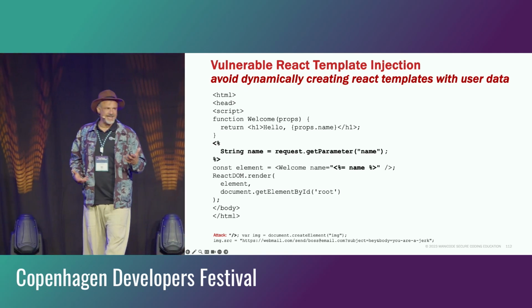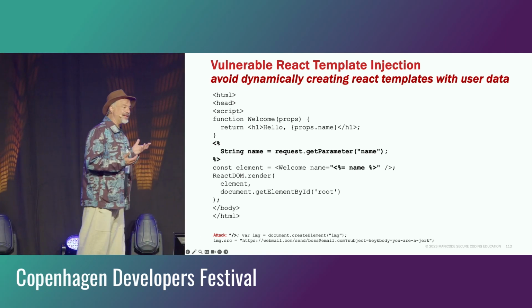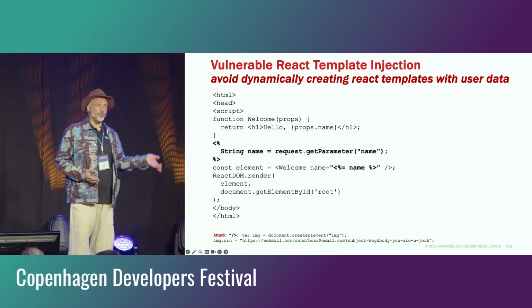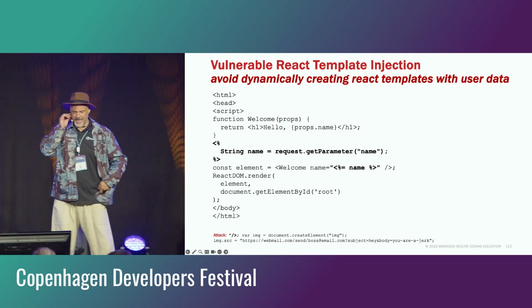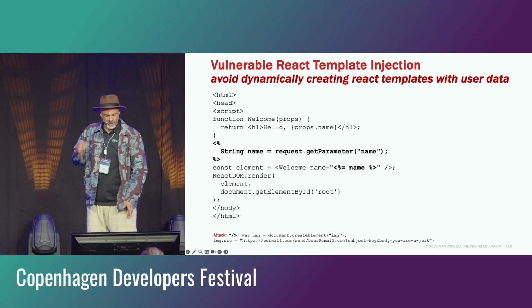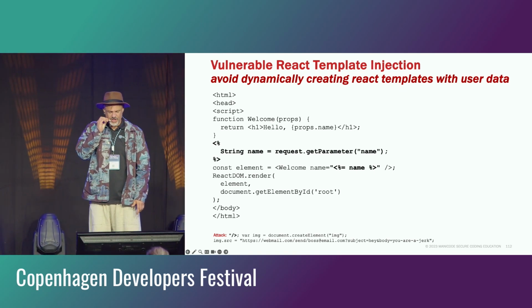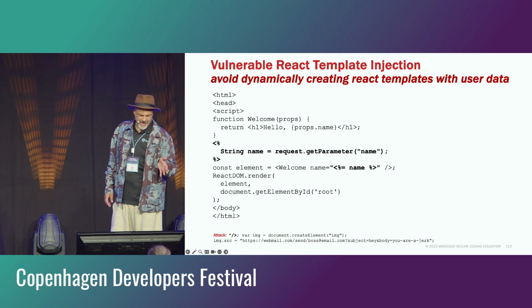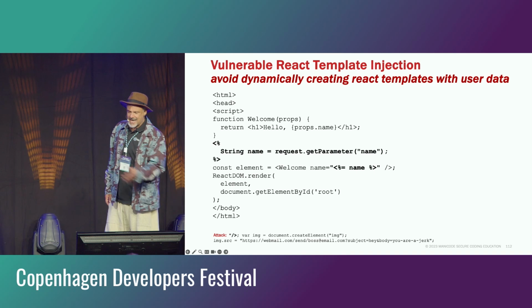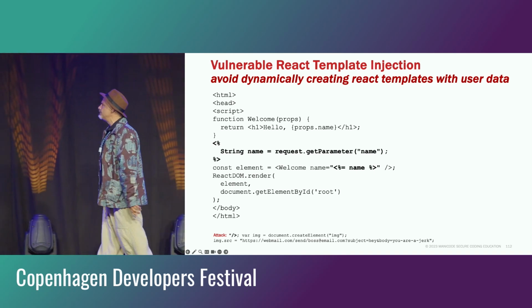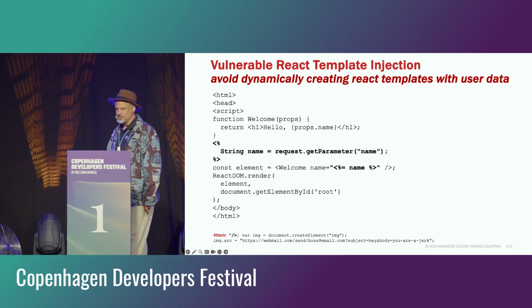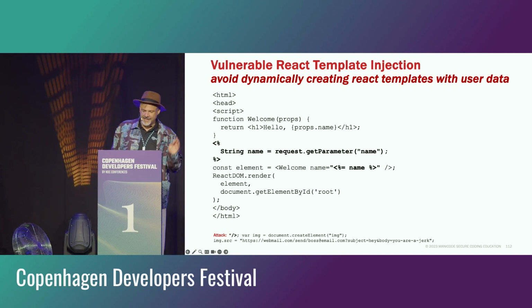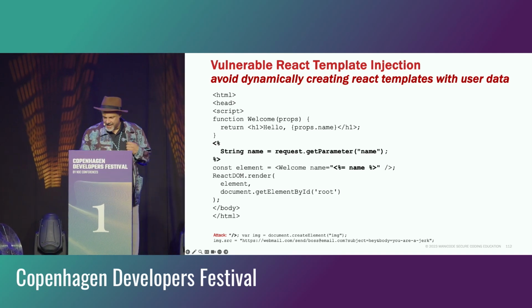React templates are not meant to be rendered dynamically on the server. They should be relatively static, sent to the client, do a round-trip JSON, and then populate. So this name parameter should be delivered over JSON to the client. But this developer is migrating a Java server page to React, and now I can inject any JavaScript I want into the name and mess up the template and inject evil JavaScript. So please avoid dynamically creating React templates with user data.